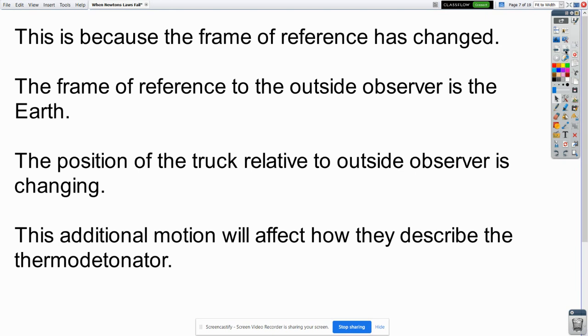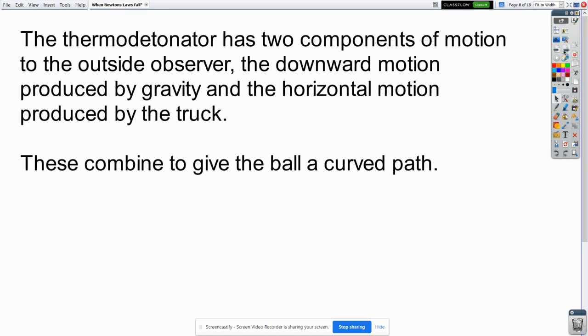The position of the truck to the outside observer is changing, and it's that additional component of motion that causes their description of the way the thermodetonator falls to change. There are two components of motion for them, for the person on the outside. There's the vertical component produced by gravity and the horizontal component produced by the truck, combining together to give that ball a curved path. This is what we mean when we say motion is relative. These are the founding ideas behind the theory of relativity.